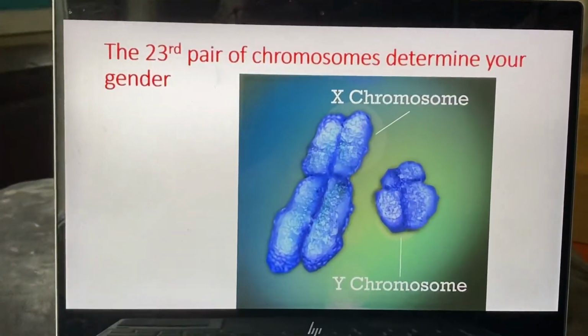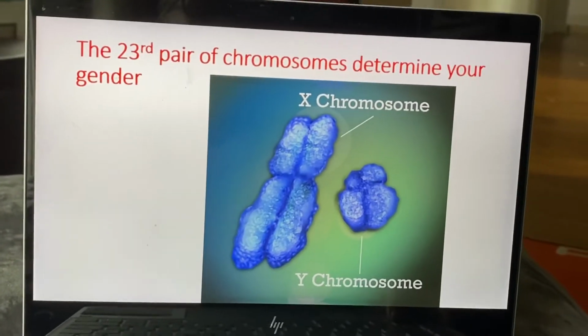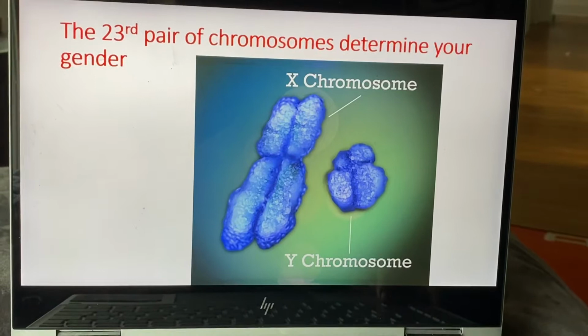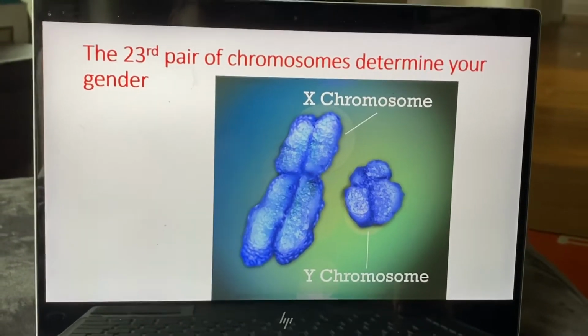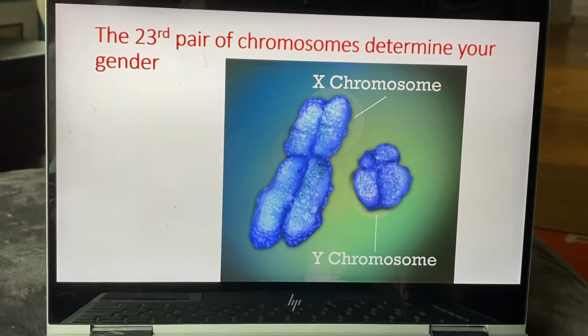So we left off talking about the X and Y chromosomes. And remember, if a person has 2 X chromosomes, they are a genetic female. If they have an X chromosome and a Y chromosome, they are a genetic male.